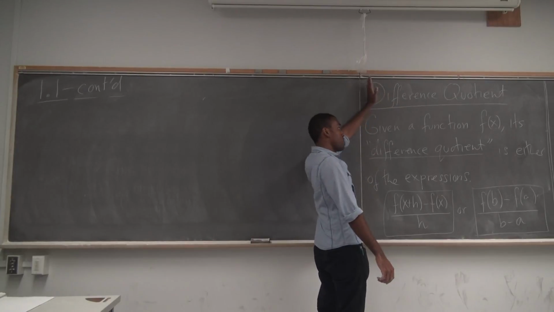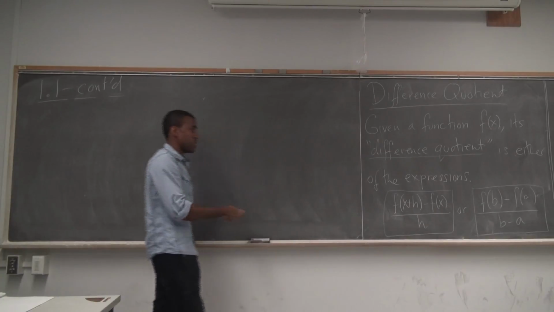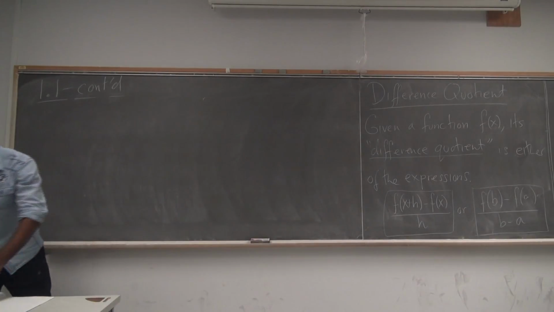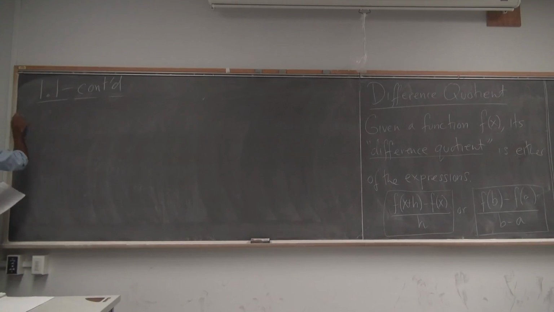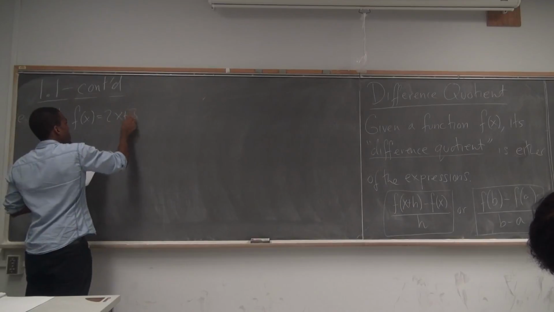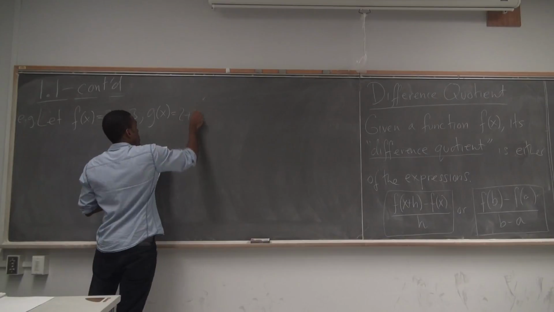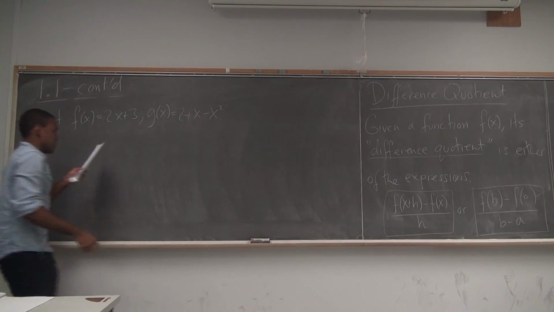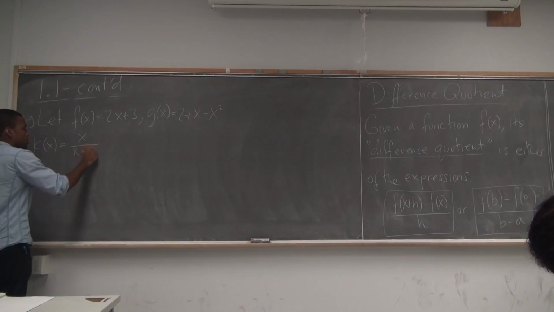So if I say compute the difference quotient, I'm asking you to do one of these two evaluations. And if I don't specify, you can choose either one, and it'll be fine. So let's do some examples. Suppose I tell you that f of x is 2x plus 3, g of x is 2 plus x minus x squared, k of x is equal to x over x plus 2.